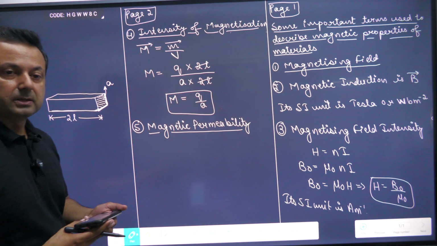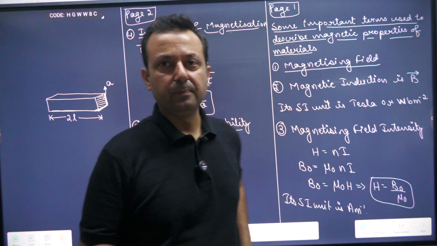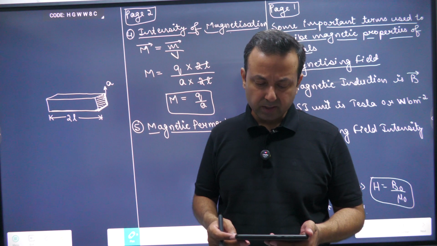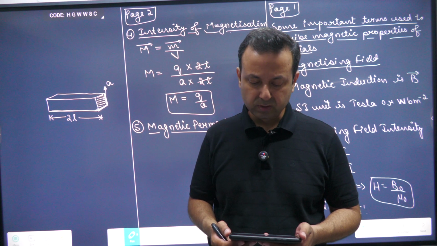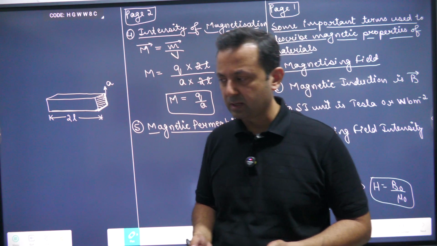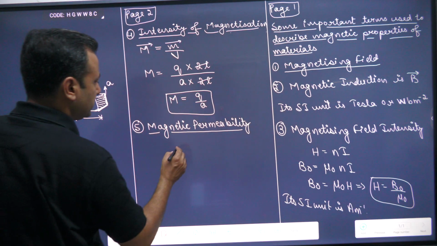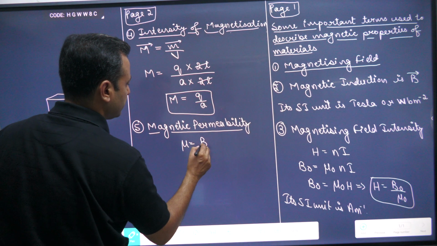The fifth term is magnetic permeability. What is magnetic permeability? The magnetic permeability of a material may be defined as the ratio of its magnetic induction B to the magnetic intensity H. So the ratio of B and H is called magnetic permeability. So mu is equal to B upon H.